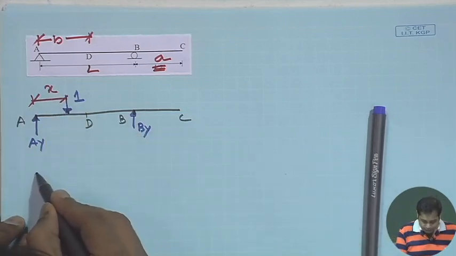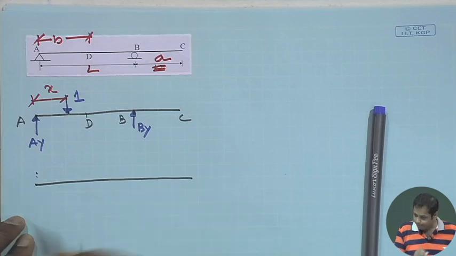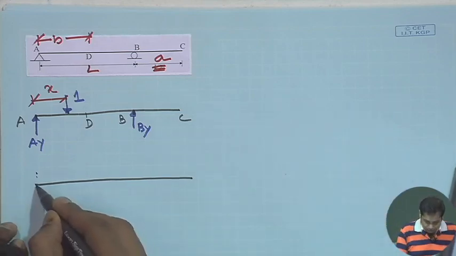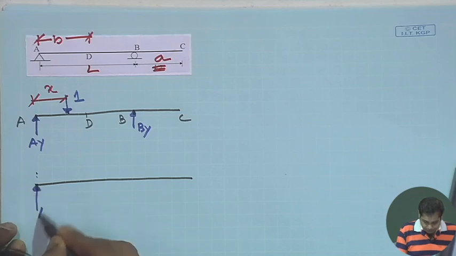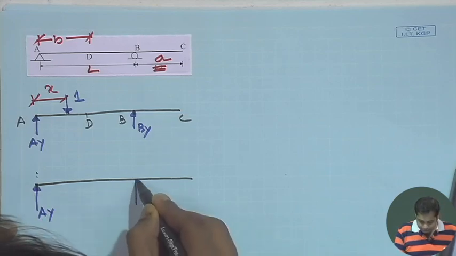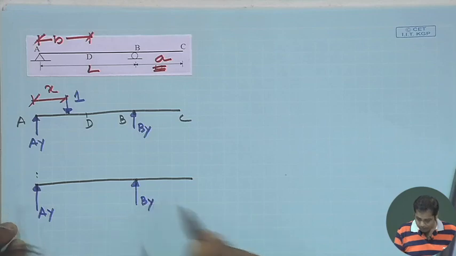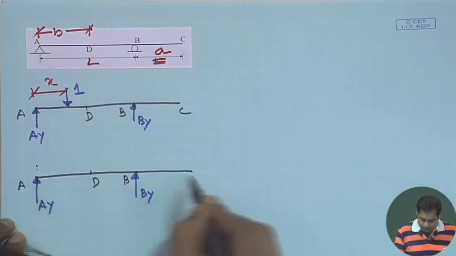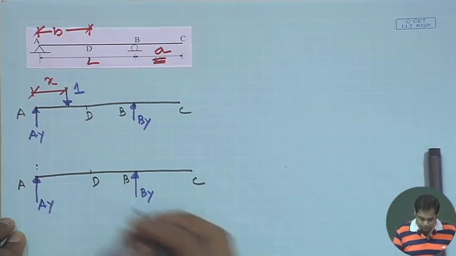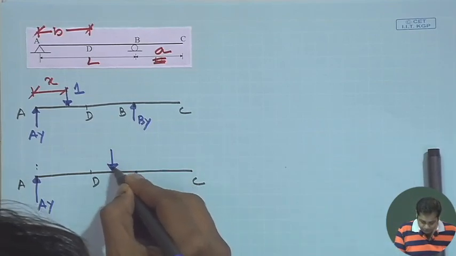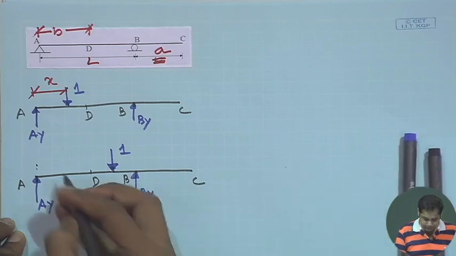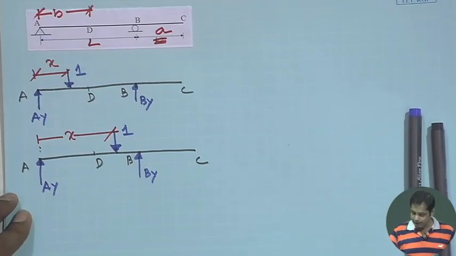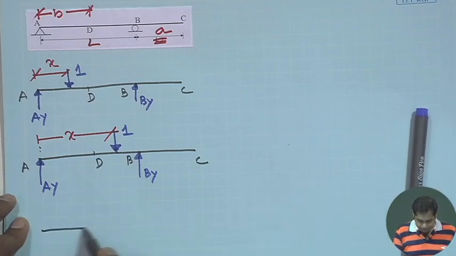The second case is this, where this is AY, this is BY, with A, D, B, C, and the unit load is between D and B, at a distance x. Okay. And quickly take the third case.